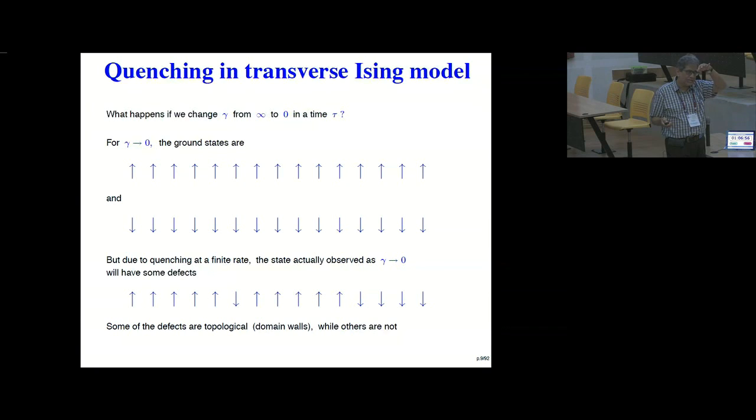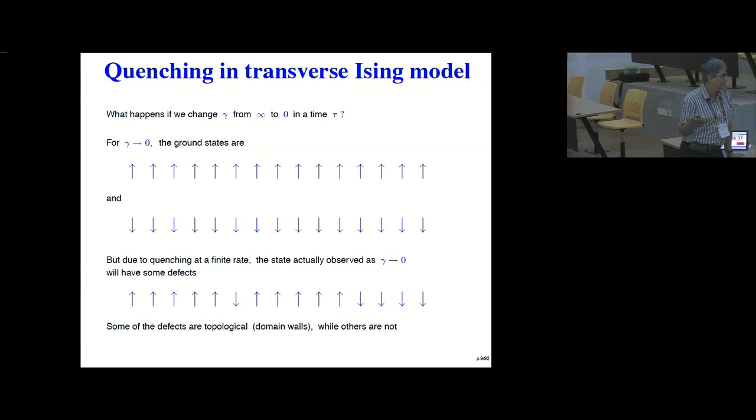The Kibble-Zurek scaling law that I told you about just tells you about the total number of defects that you produce. It doesn't distinguish between topological and non-topological. We need something better to distinguish between the two, but we have not figured that out yet. So it is clear what we mean by defects in this model.